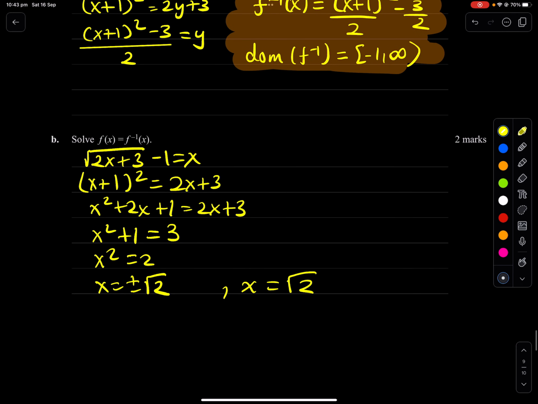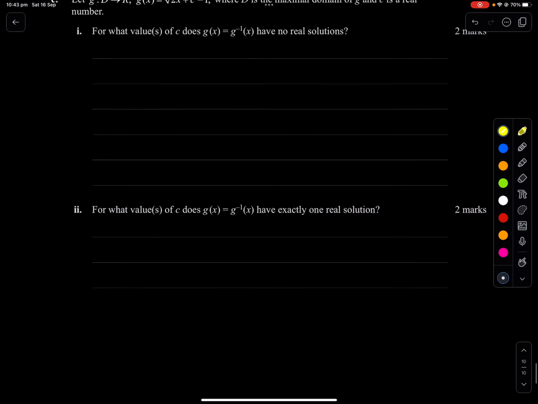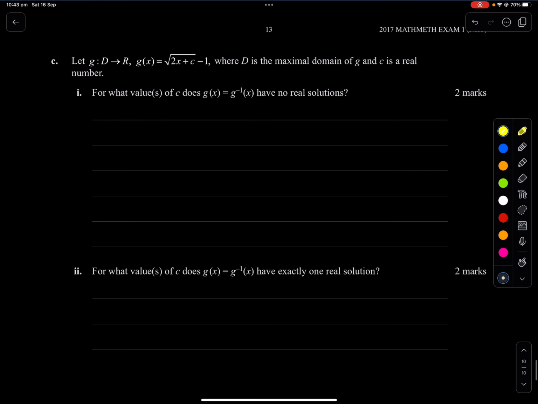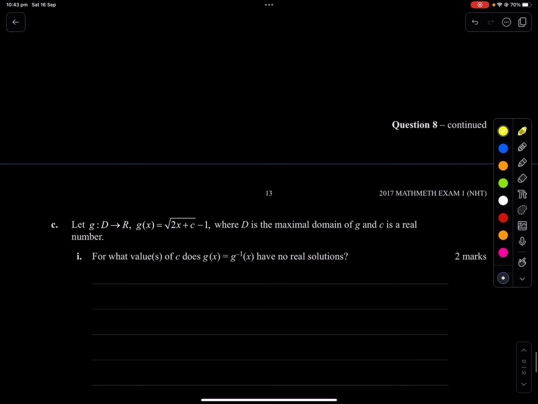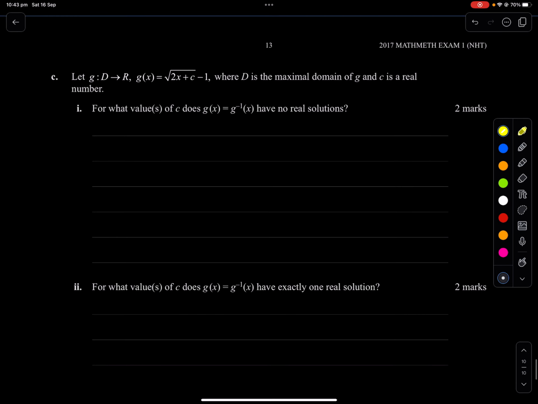Perfect. Next question. Okay, this is the last two. The last two are always going to be hard ones. Okay, let g of x be this. So it's the same, but there's a c, where d is the maximum domain of g and c is a real number. For what values or value of c does g of x equals g inverse of x have no real solutions? No real solutions. So let's do the same thing.